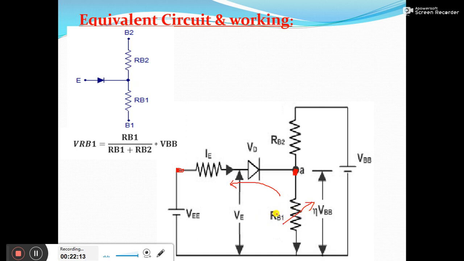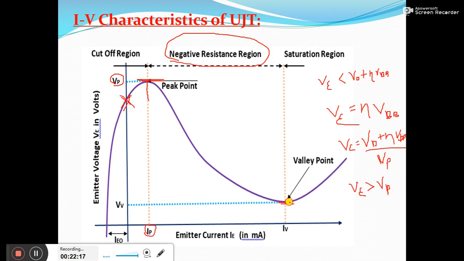It keeps on decreasing its value until a point. That point is referred to as the valley point. Till the resistance decreases to a certain value, after that the resistance becomes constant from this point. So the device is driven into saturation, where the current as well as the voltage increases. This point is referred to as the valley point, the corresponding voltage is referred to as valley voltage, and the corresponding current is referred to as valley current.